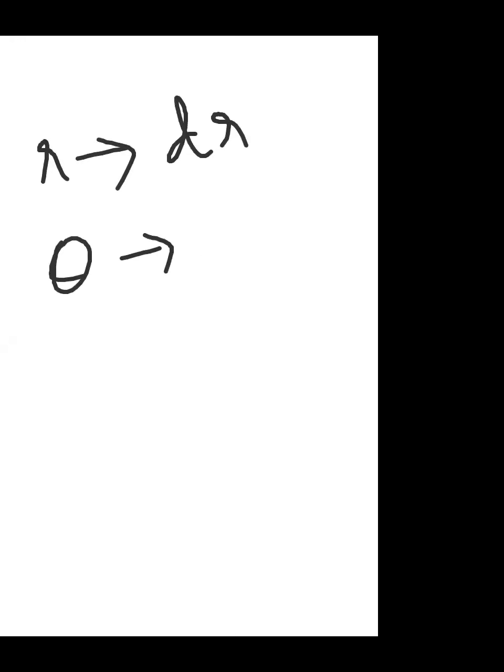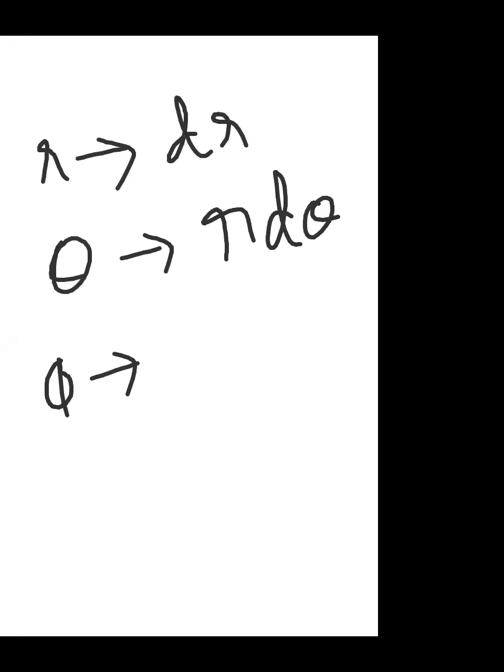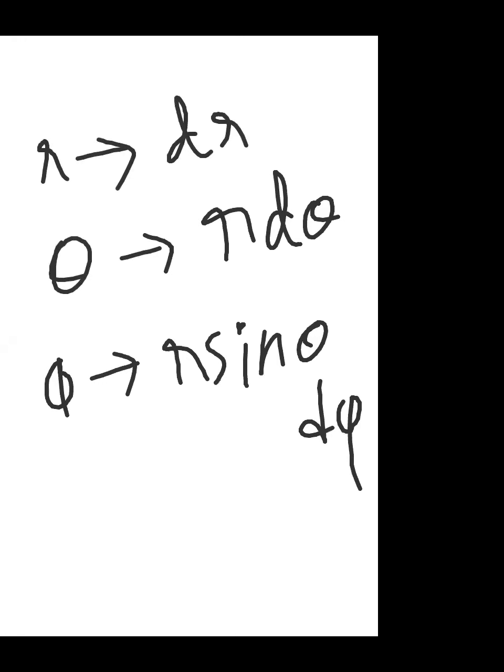Next I will try to prove this. When you increase R, the change in R is dr. When you change theta, the change in theta is R d theta. When you change phi, that is R sin theta d phi. Please remember, this is simply increase in length, just dr. This is like R d theta. That means what, sir? R d theta means arc length. That is also a length, but that is arc length.